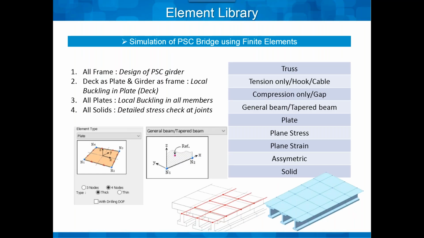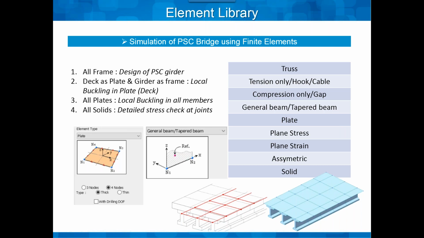Midas Civil has a huge element library. It includes the truss elements, tension-only and compression-only types of nonlinear elements, general beam or tapered beam like a simple 1D member element having 6 degrees of freedom at each end. Then plate element or shell element, plate or shell is the same. Plane stress, plane strain, axisymmetric and solid types of elements. So these are the different types of finite elements that Midas Civil includes.